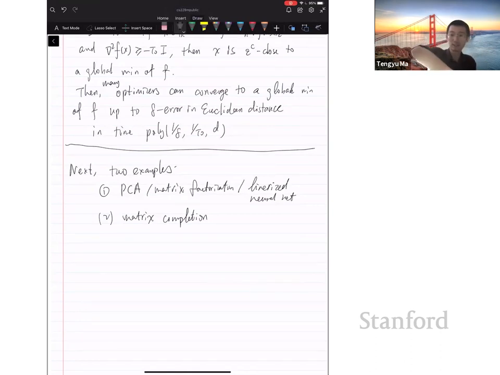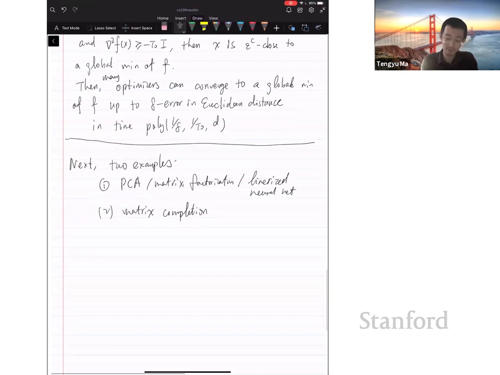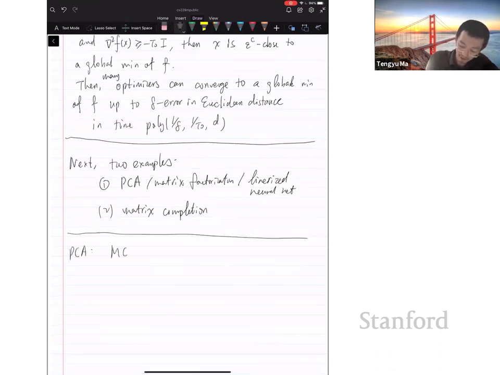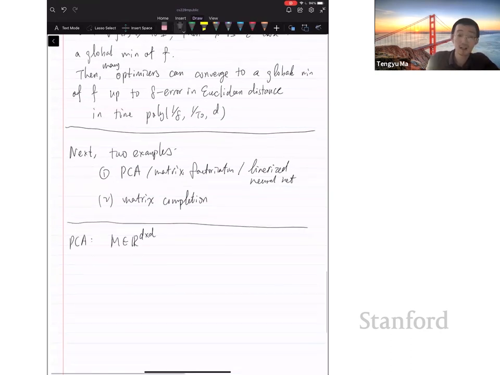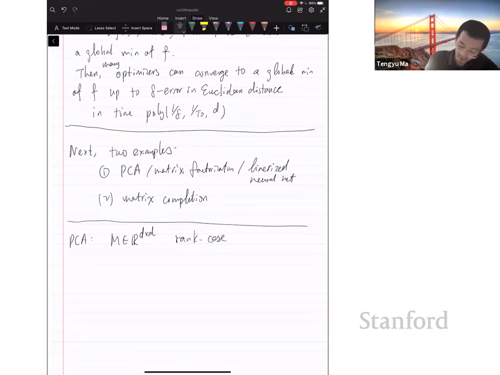Let's talk about PCA first, or more precisely matrix factorization. So we are assuming that we are given a matrix M in dimension d by d, and you want to find the best rank 1 approximation of the matrix. Let's talk about the rank 1 case.